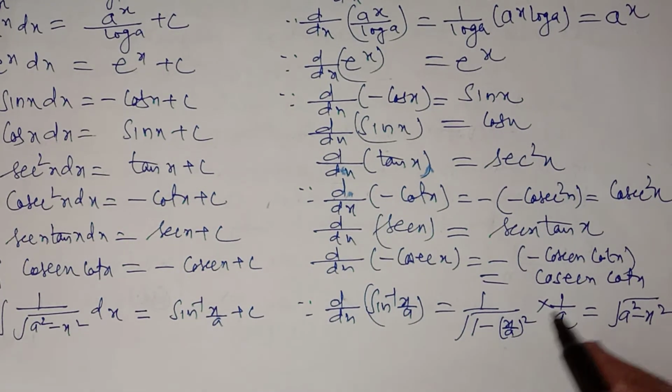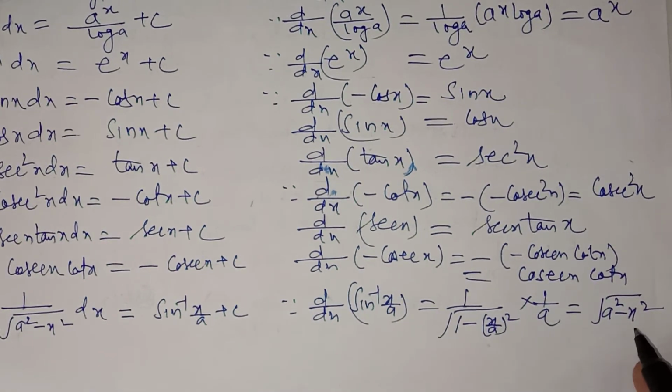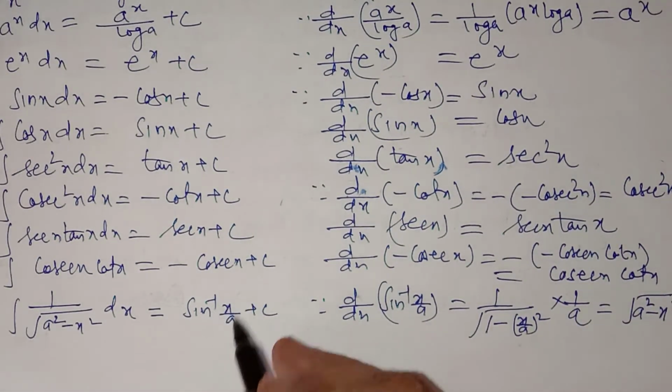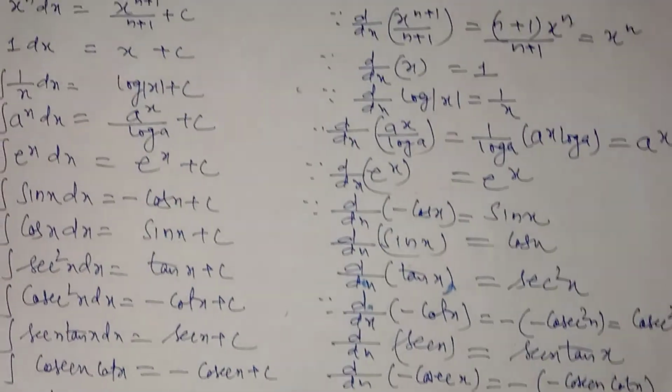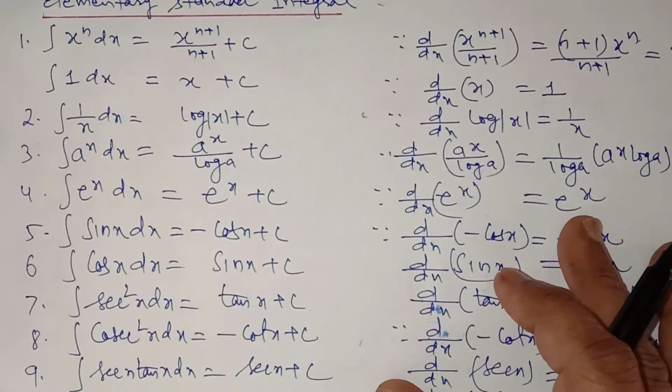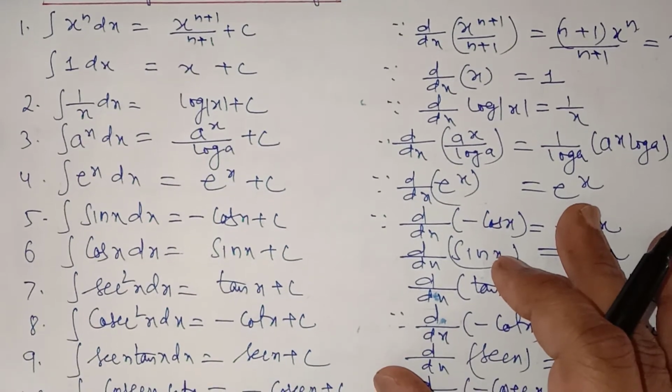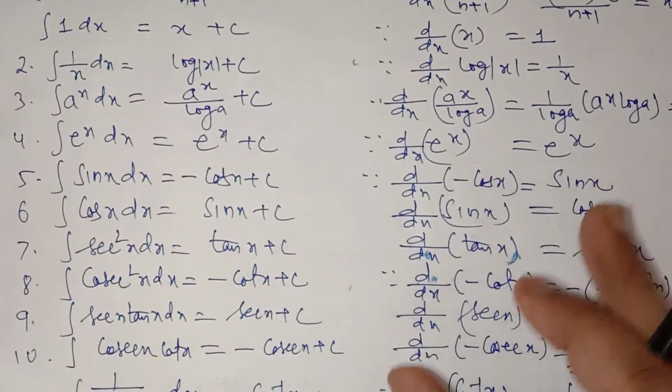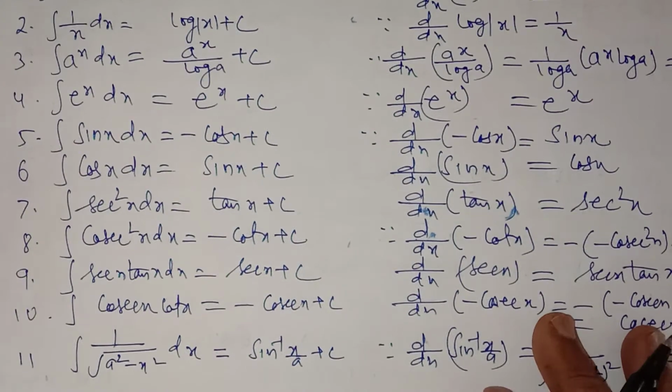Now because the derivative of sine inverse x upon a is equal to 1 upon under root 1 minus x square upon a square into 1 upon a, which is equal to 1 upon under root a square minus x square, the integration of 1 upon under root a square minus x square will be equal to sine inverse x upon a, and so on. So these are some basic integrations of functions which we have to learn like this.